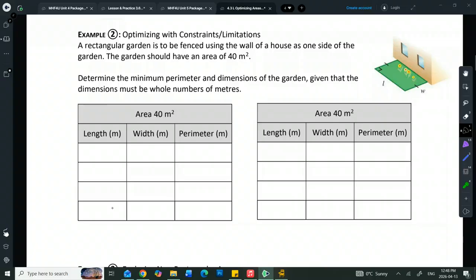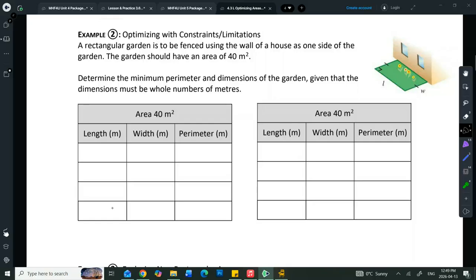Okay, optimizing when we have a rectangle that is connected, is bordered by something. So a rectangular garden is to be fenced using the wall of the house as one side. So we only have 3 sides of our garden. The garden should have an area of 40 meters squared. Determine the minimum perimeter and the dimensions of the garden, given that the dimensions must be whole numbers of meters.